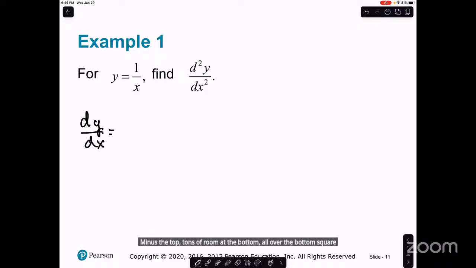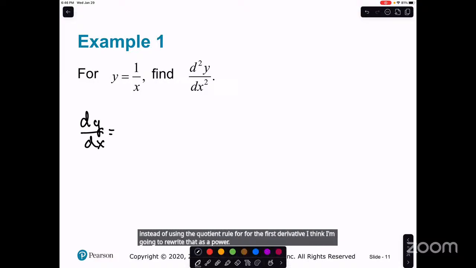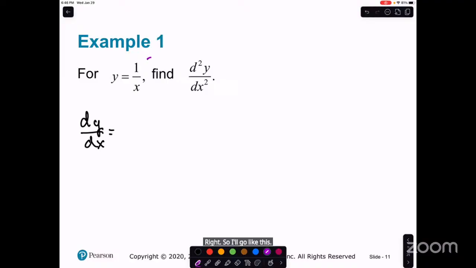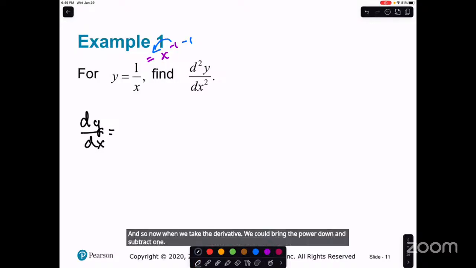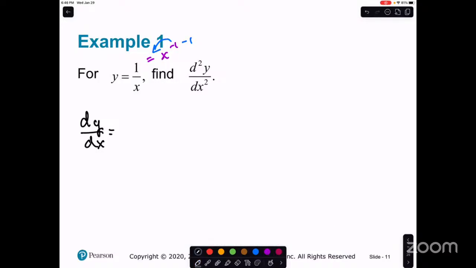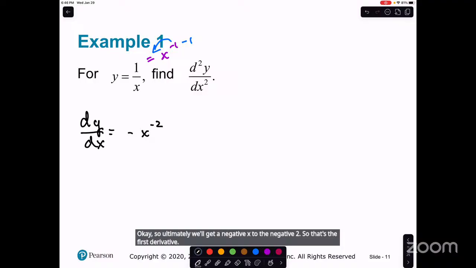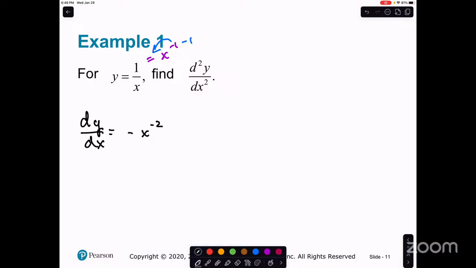But instead of using the quotient rule for the first derivative, I think I'm going to rewrite that as a power, right? So I'll go like this. This is equal to x to the minus 1. And so now when we take the derivative, we can bring the power down and subtract 1. Okay. So ultimately we'll get a negative x to the negative 2. Okay. So that's the first derivative of y. Power comes down, subtract 1.